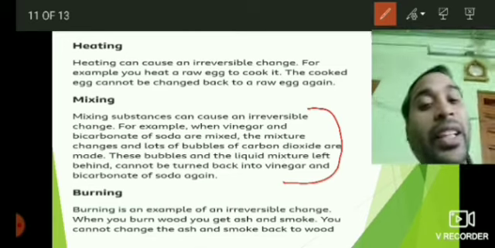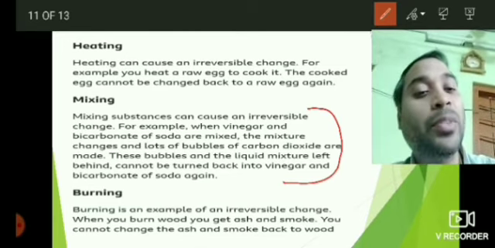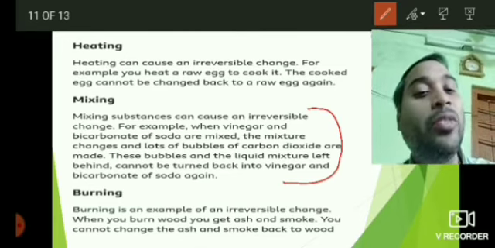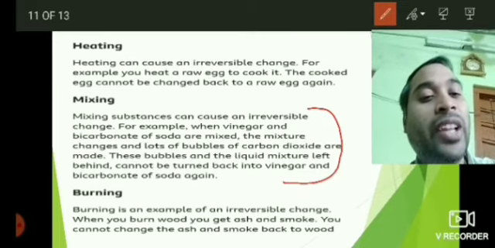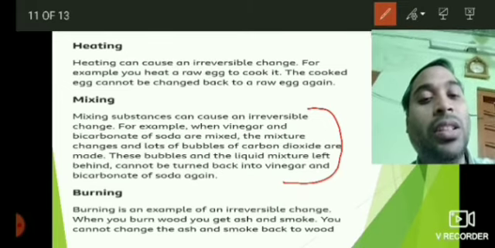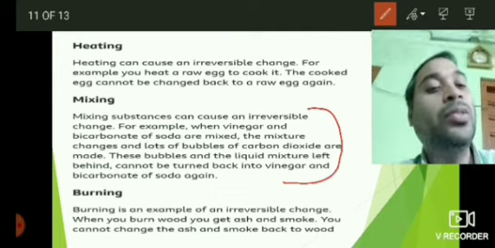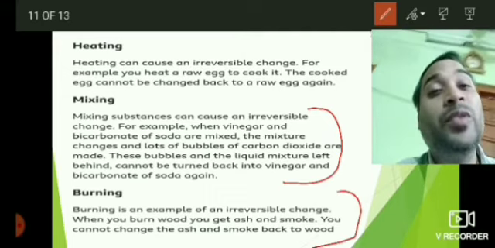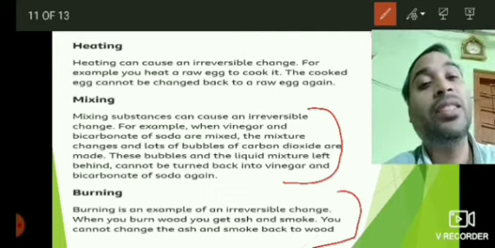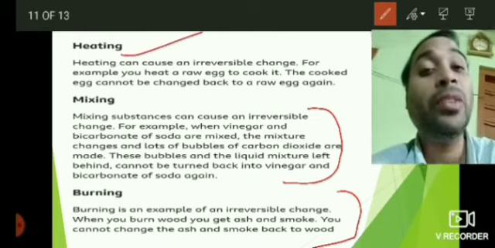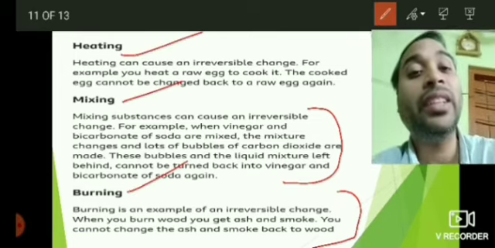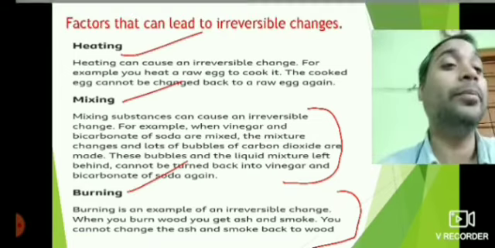Then of course burning is an example of an irreversible change. When you burn wood, you get ash and smoke. You cannot change the ash and smoke back to wood. So again, this is what type of change? Irreversible change. So these are some of the factors that can bring about irreversible changes, such as heating, mixing and burning.